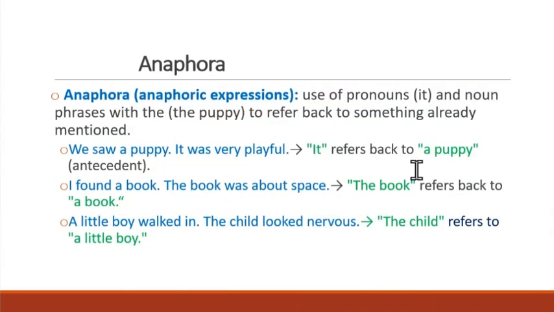I think this is the study of anaphora. Anaphora means the way that we use anaphoric expressions, that is, pronoun reference. For example, we saw a puppy. It was very playful. The puppy was replaced by the pronoun it. It refers back to a puppy. That is called anaphora, the way that we use a pronoun to replace a noun, and we need to think of the noun in the background.